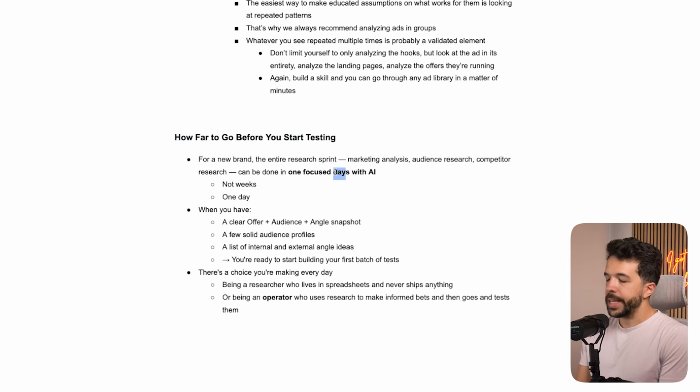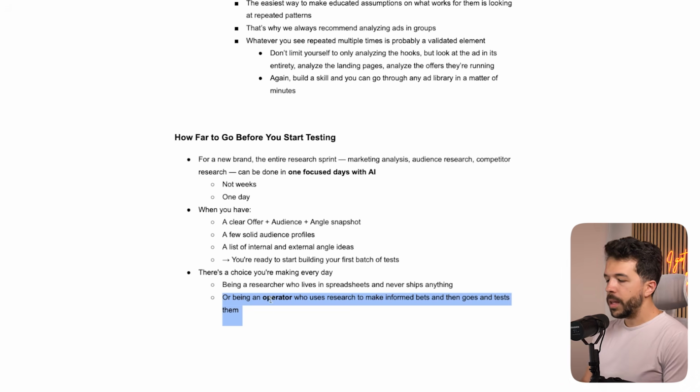The reason why I'm saying this is, again, because I've seen many people who spend months doing research, weeks doing research. If you spend one full day and you have a clear structure like the one I just gave you, one day is more than enough. When you have a clear offer, audience, and angle snapshot, a few solid audience profiles, a list of internal and external angle ideas, you are ready to start building your first batch of tests. There's a choice you're making every day: being a researcher who lives in spreadsheets and never ships anything, or being an operator who uses research to make informed bets and then goes and tests them.